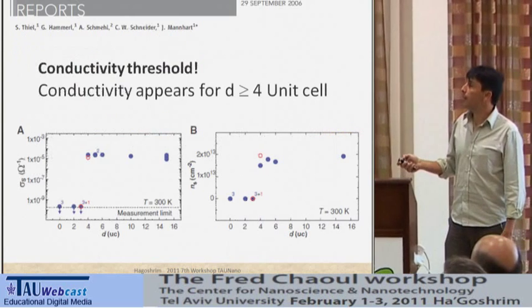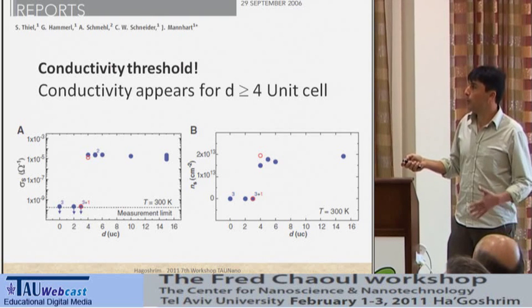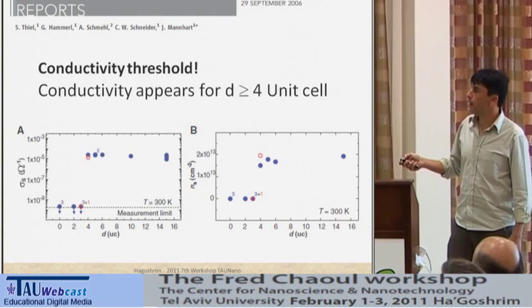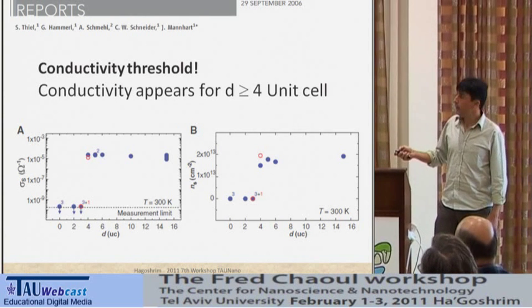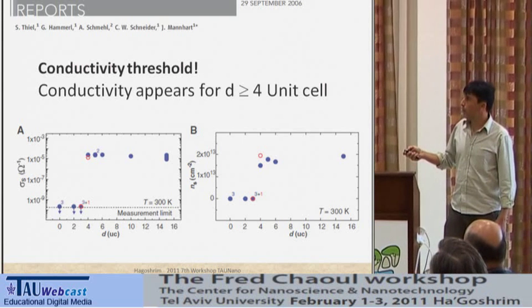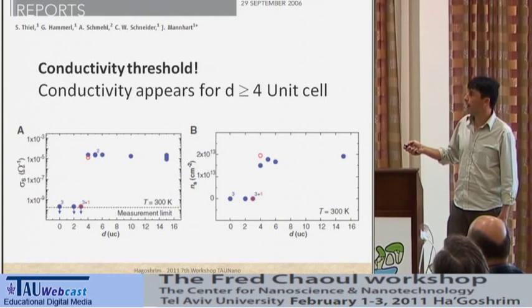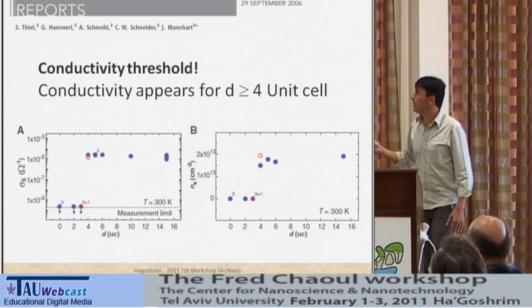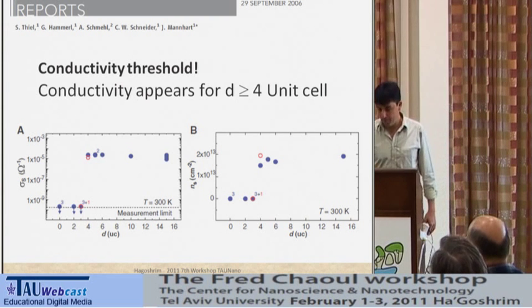Later it was found that there is a conductivity threshold, which means you deposit layer by layer. If you deposit one layer or two layers or three layers, this interface is still insulating, but when you deposit 4 and more, it becomes conducting. And this is the number of charge carriers, below which you cannot detect them. Then you have 2 times 10 to the 13 per square centimeter charges for 4 layers and above.